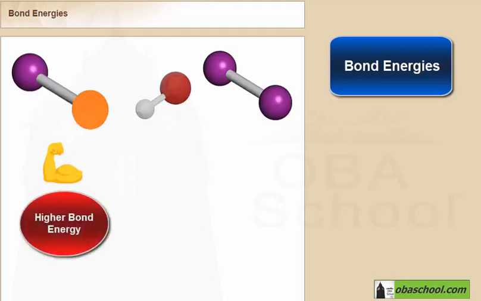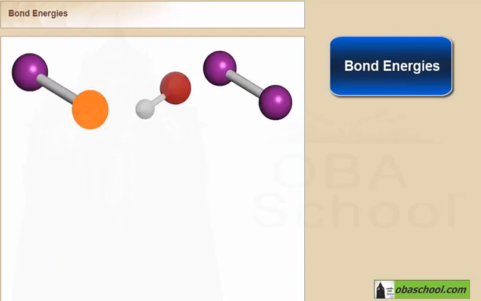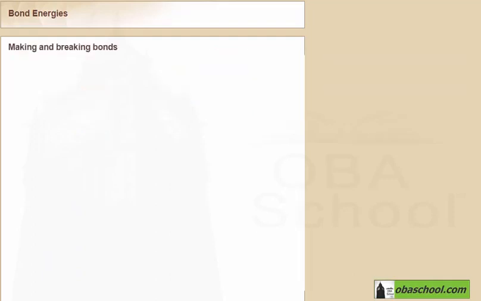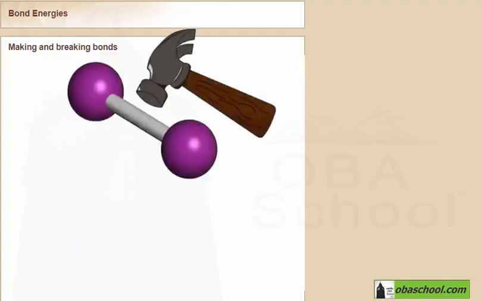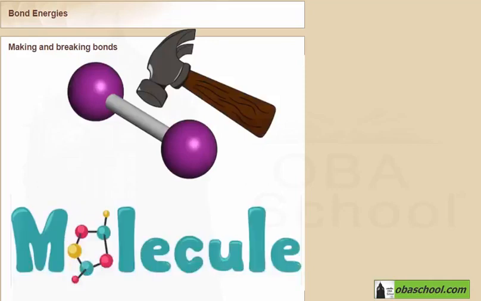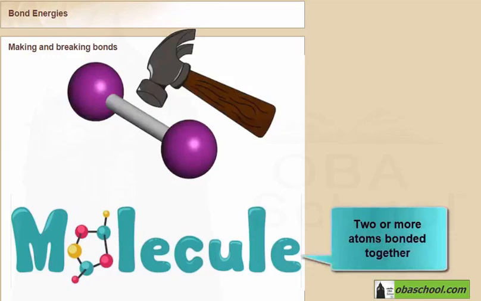As we proceed, we will examine how we can use bond energies to have an idea of the energy changes that take place during reactions. The first point that we will discuss is making and breaking bonds. So imagine breaking the chemical bond between two atoms in a molecule. Well, what is a molecule? A molecule is a group of two or more atoms which are bonded together.